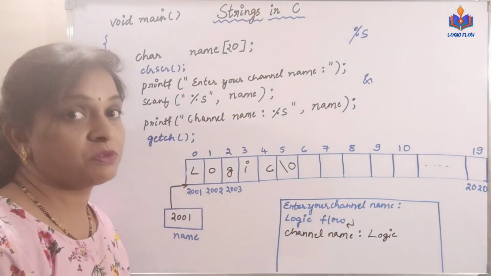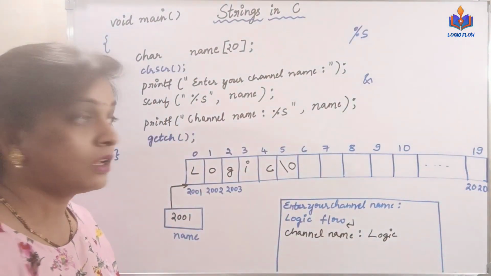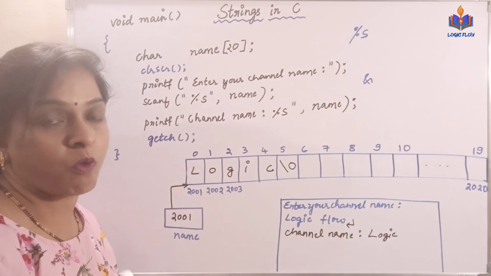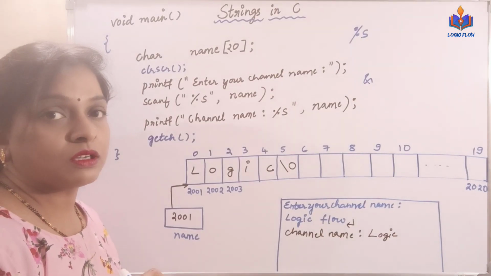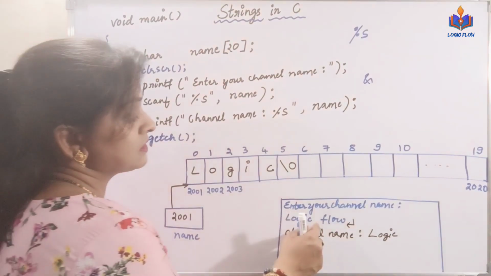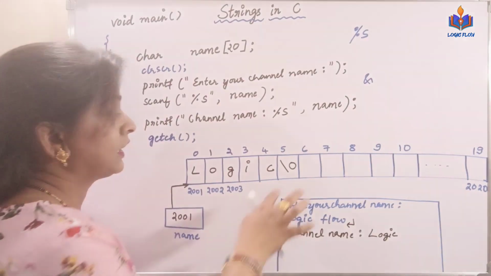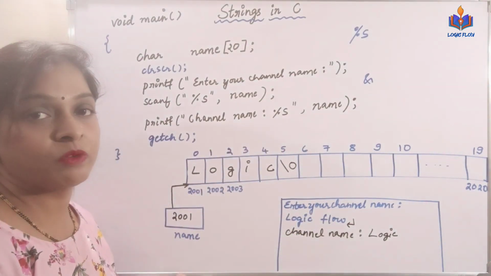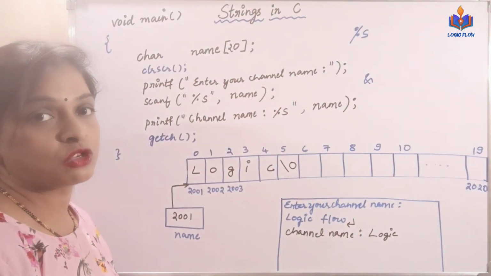But my output is wrong actually here. I have given the complete name as logic flow, but this space is not taken by scanf. That is the drawback of scanf. So what happens in scanf? When the white space is encountered, it will stop taking the characters and it will simply append the null character. The remaining characters will not be stored. This is the disadvantage of scanf.